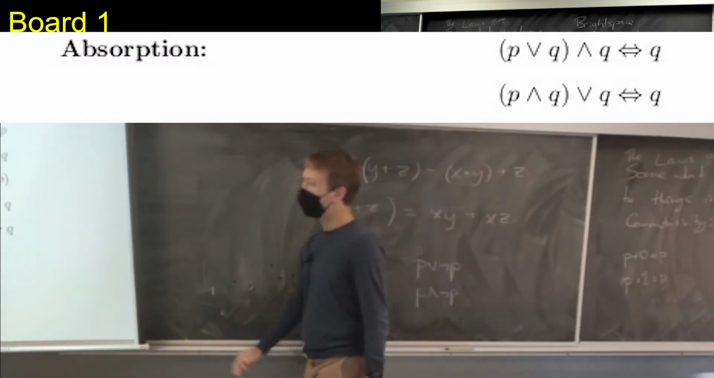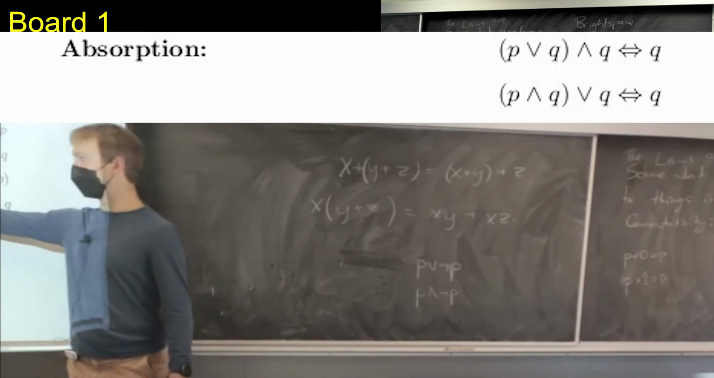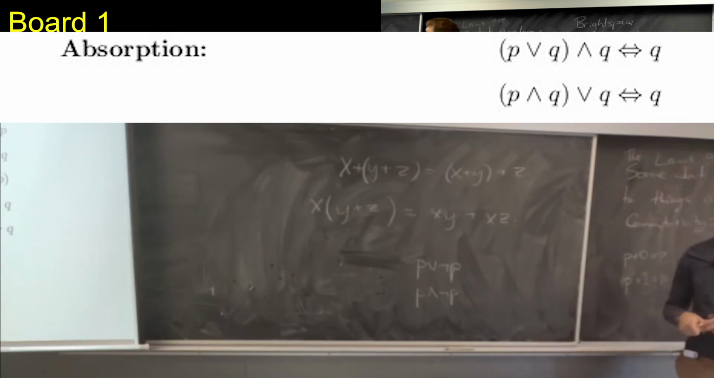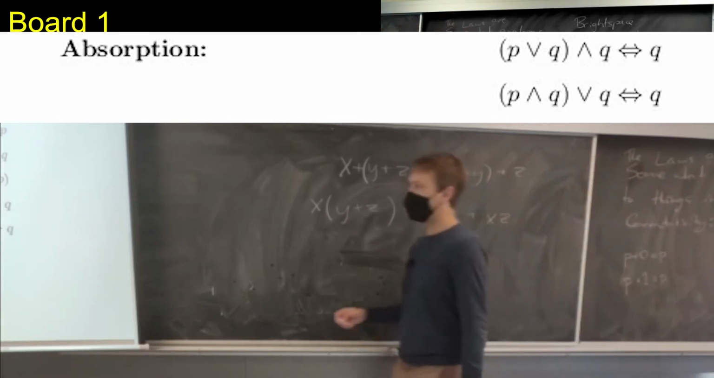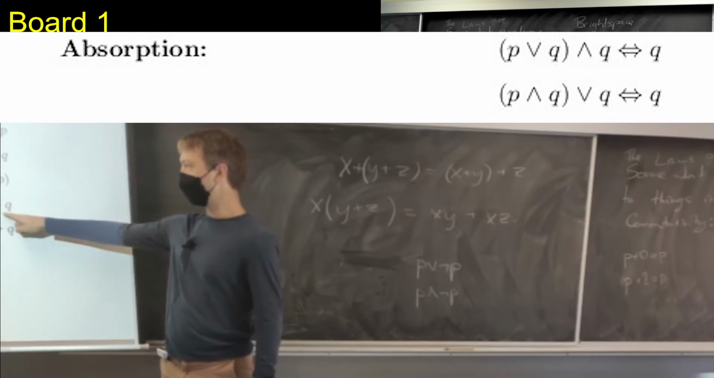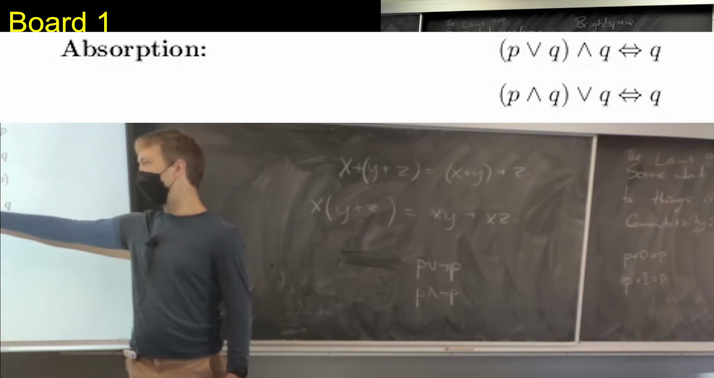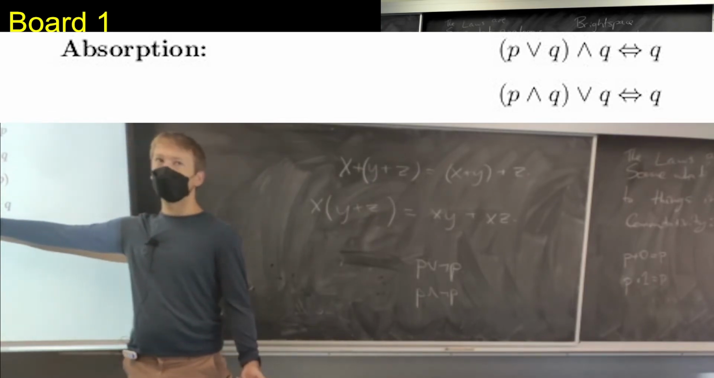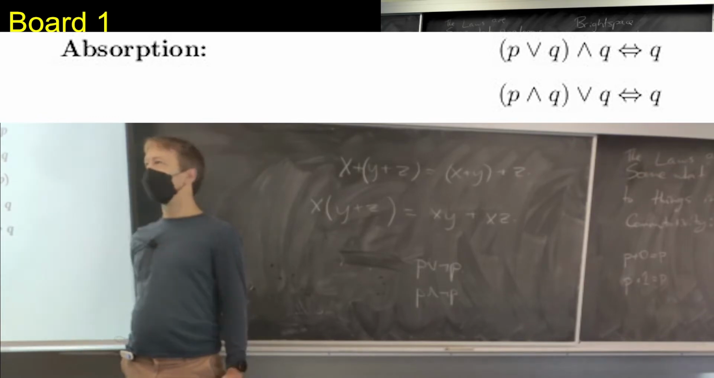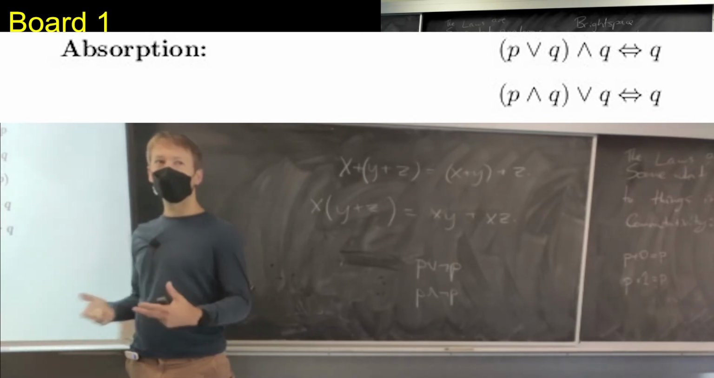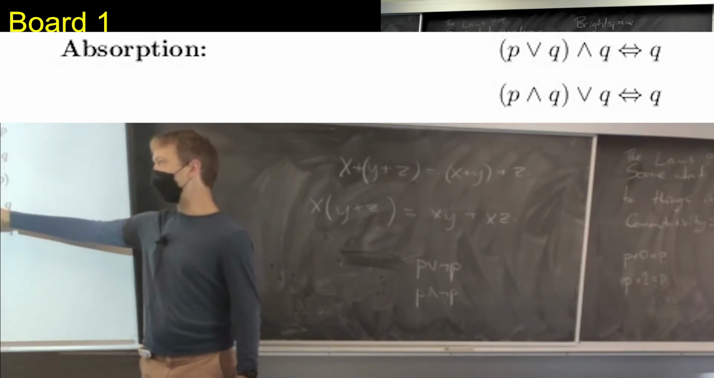And these ones down here, which we're calling absorption, they kind of look weird, actually. But if you think about it, it's kind of clear why this is true. So if Q is true, and I look at this side, then this Q is going to be true. Then P or Q will also be true. So if Q is true, this side is true. If Q is false, then that Q is false, so it's already false. So if you think about it, it's clear that these things have the same truth value.